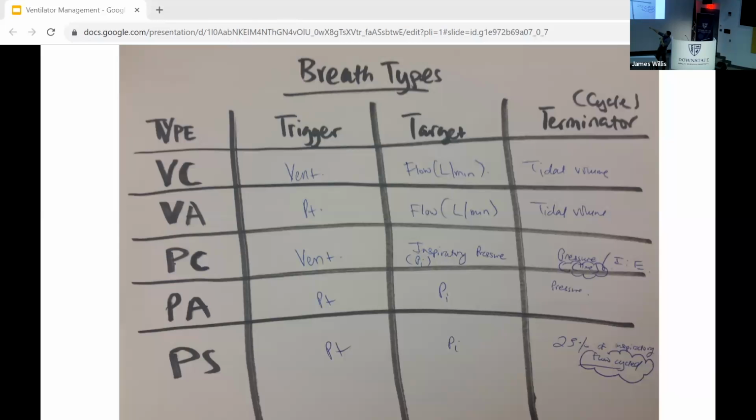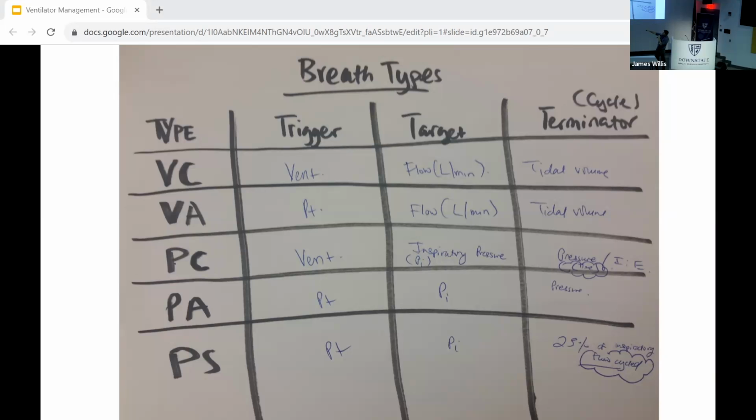The same is true for the pressure control and the pressure assist breaths. The only difference is what is the target. Where the top, it's cycling after the volume is reached. Here, it's cycling after a certain time spent at that pressure.